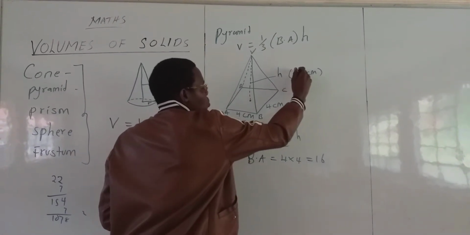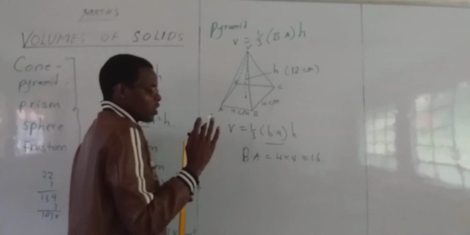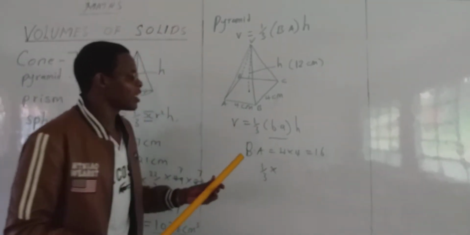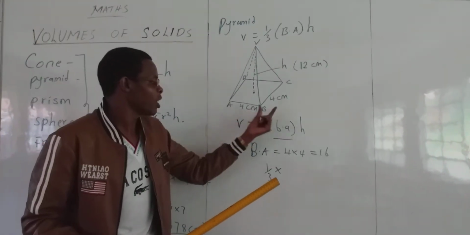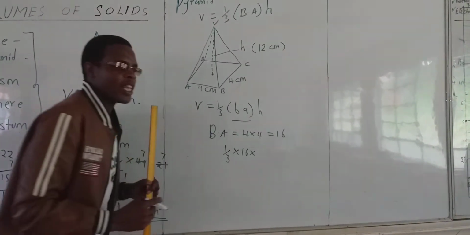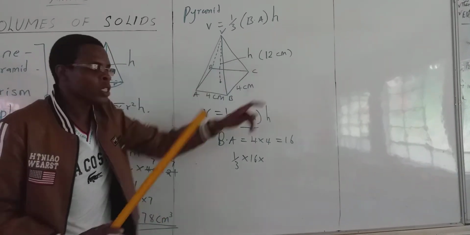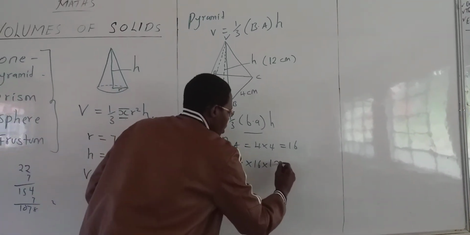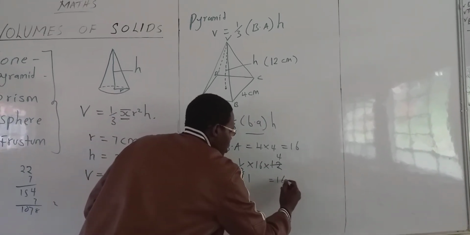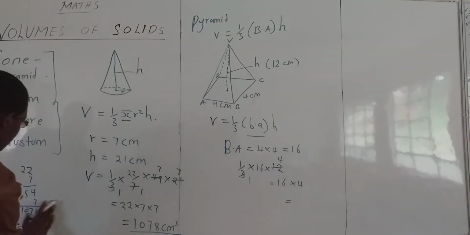Now, if the height is 12, then our volume for this specific pyramid is going to be a third times the base area, and in this case our base area is 4 times 4, which is 16. So times 16, then times the height from here up to here, which we have taken to be 12. Then times 12. This 3 comes here as 1, and 12 becomes 4. So we are going to have 16 times 4, which is going to give us what?